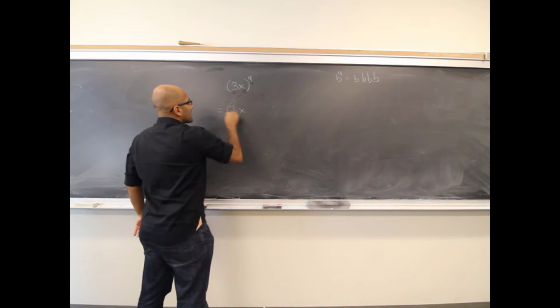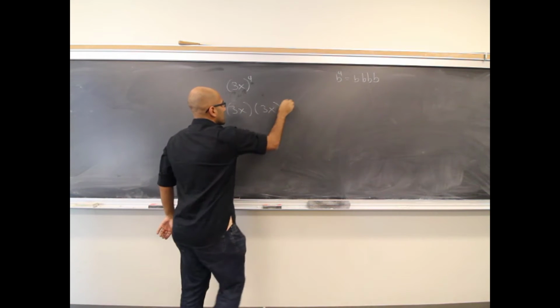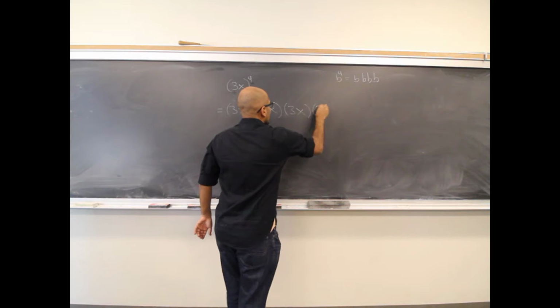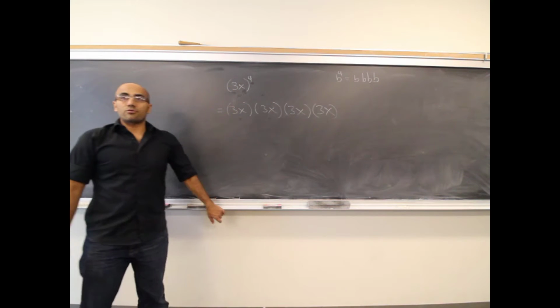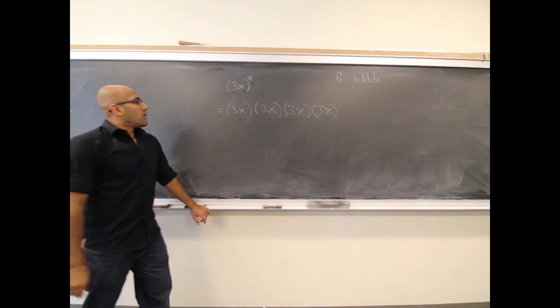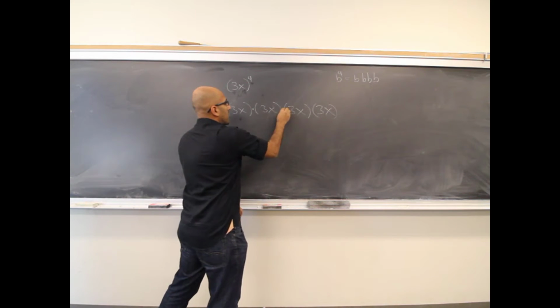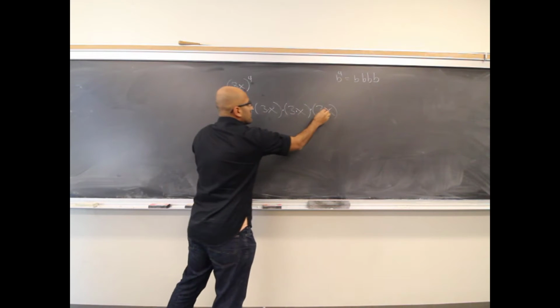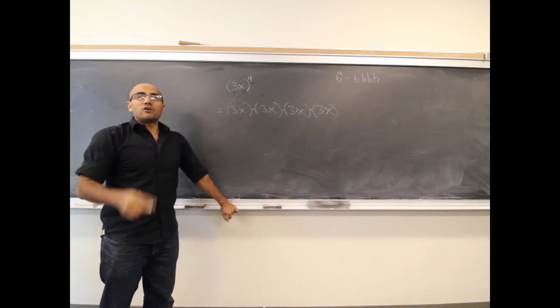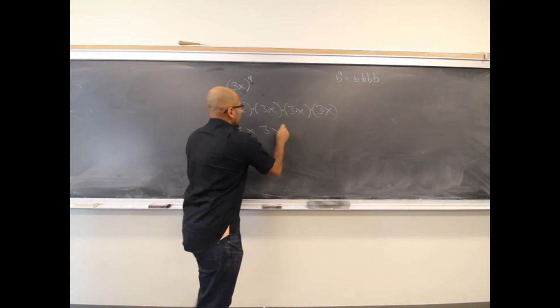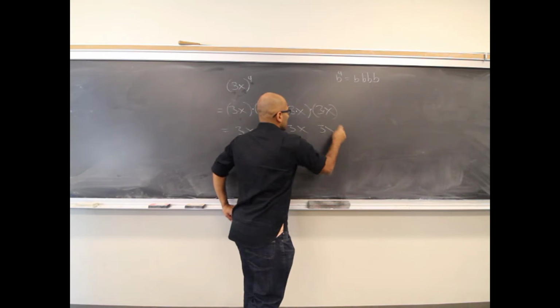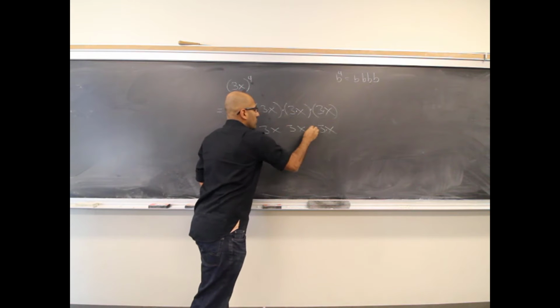So this is 3x times 3x, times another 3x, times another 3x. 1, 2, 3, 4 copies of 3x. Good? Well, everything's being multiplied, right? And inside the parentheses, everything's being multiplied. So do we really need those parentheses? Not really, right? 3x, 3x, 3x, 3x. Everything is being multiplied.